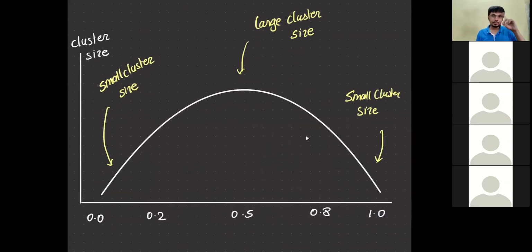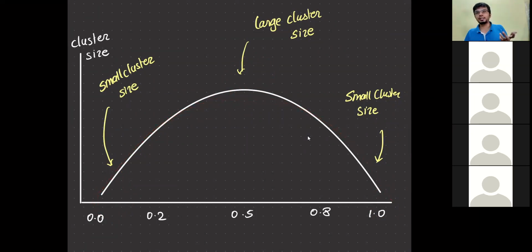Okay, so coming back to the cluster size, on the y-axis we have cluster size. Our cluster size should be small when the percentile we are talking about is low or high, but the cluster size can be large when we are talking about the 50th percentile or something. So your curve should go like this. Your cluster size should vary like this.